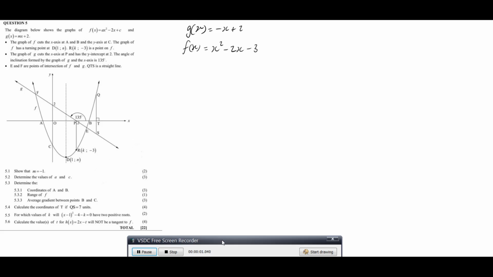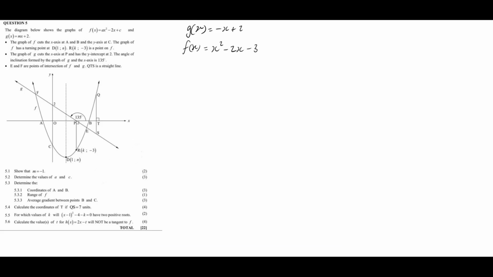Okay, right back into it. 5.4 and following. Let's see how far we get. So they give us, let's see, calculate the coordinate of t if QS is 7. Okay, QS is this line over here, and they say that this line is 7 units. So if that is 7 units, what is the coordinate for t?